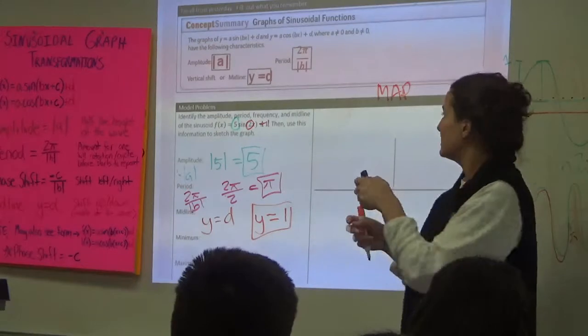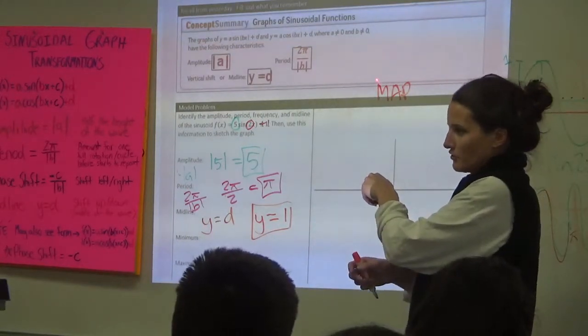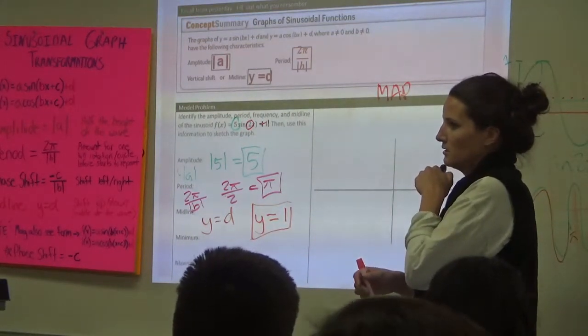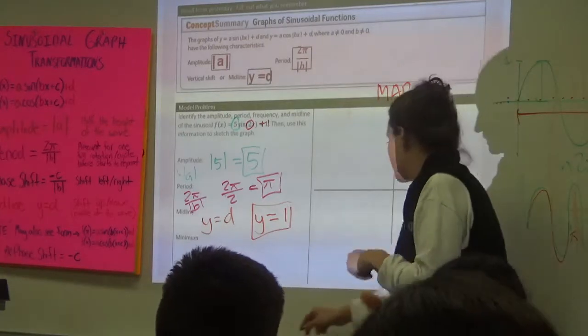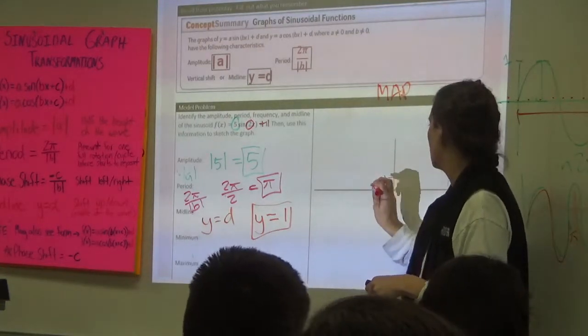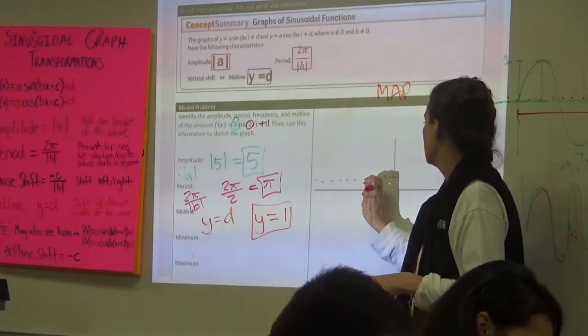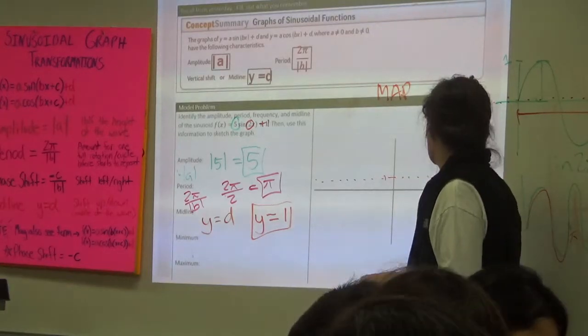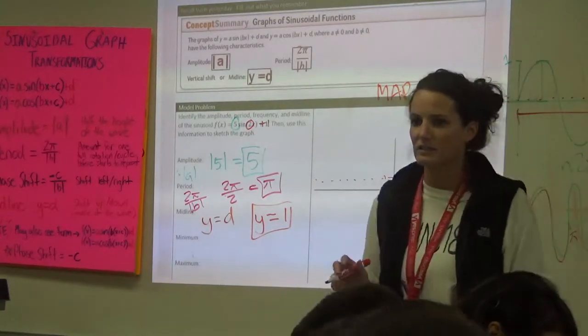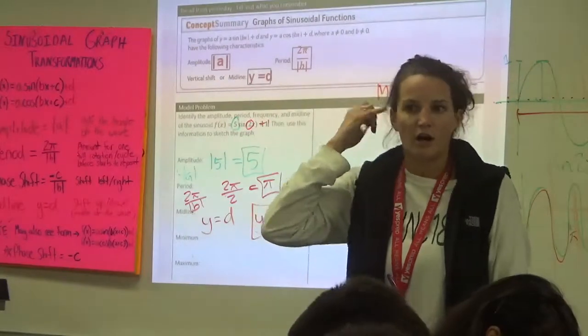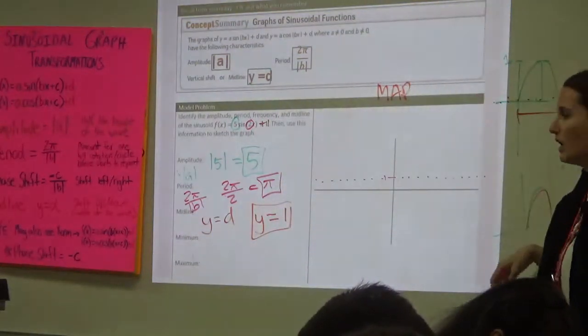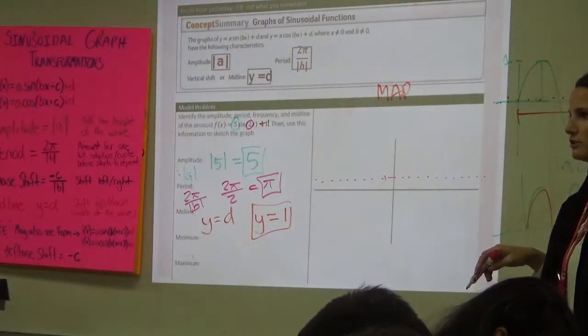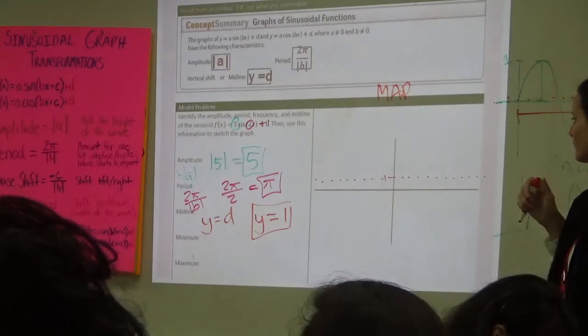So we're going to draw our midline, the first part of MAP first. Where's our midline? 1. So everyone go draw 1, a little dotted line, to show that that is going to be that new horizontal axis, the middle of our graph, about which our wave is going to oscillate up and down. Leo, you with us? Okay.